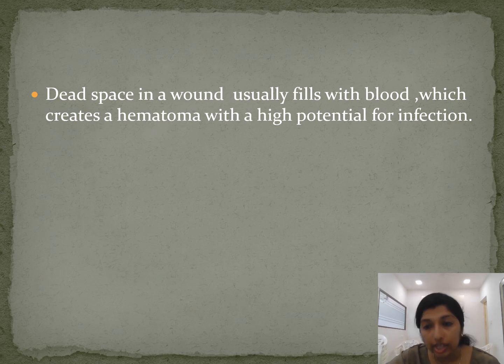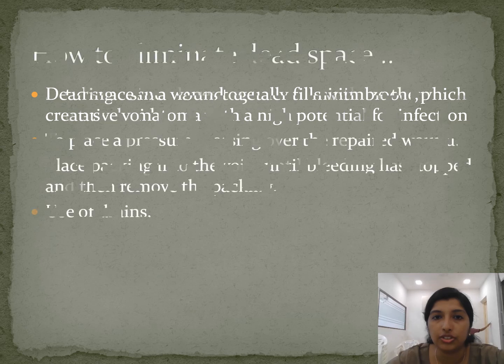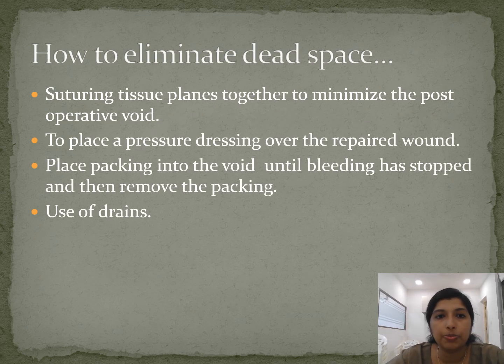Another way you can make sure that space is managed is by pressure dressings, or you can also use surgical drains. When there is fluid or blood collection between the layers, you can use drains, thereby managing your dead space. Dead space in a wound usually fills with blood, which creates a hematoma with a high potential for infection. How to eliminate dead space?